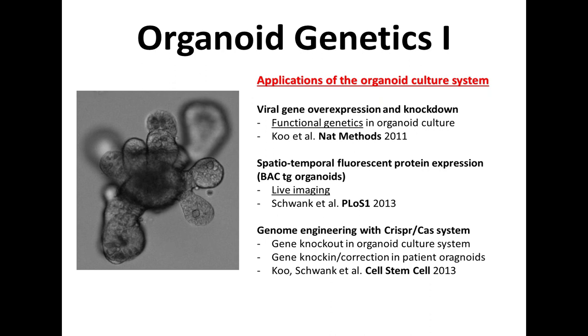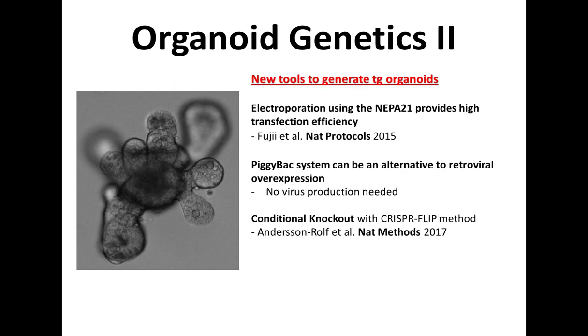So the next project was how we can utilize the CRISPR-Cas system in the organoid so that we can achieve gene knockout or even gene knock-ins in the organoid system. And this was established in the same year when CRISPR-Cas was introduced, in 2013. And after that, we further optimized the method.